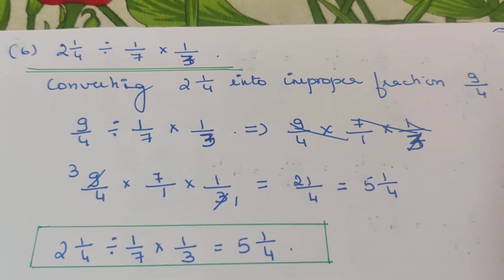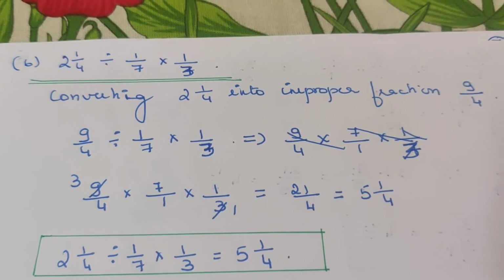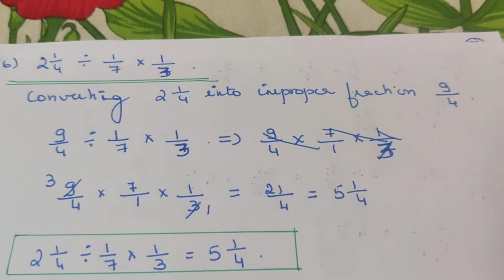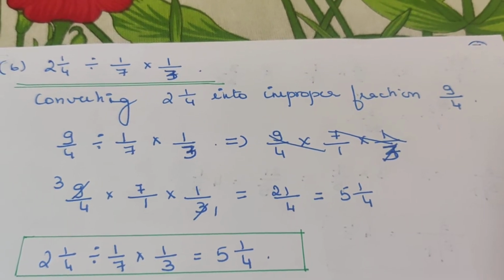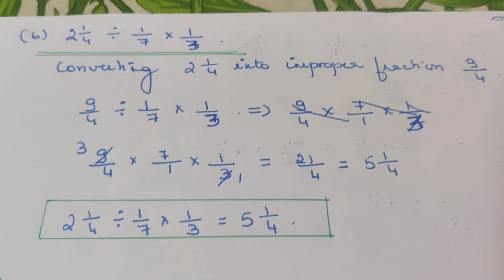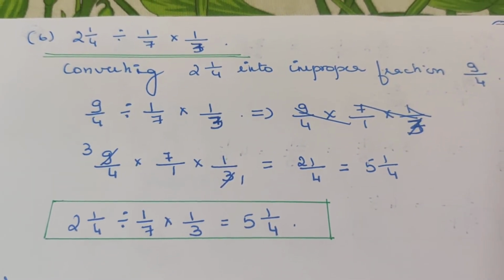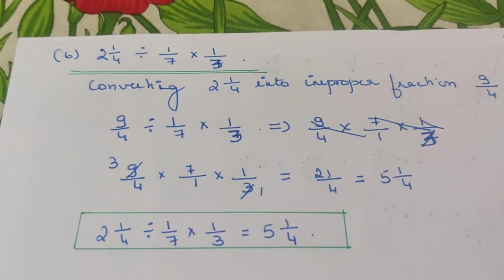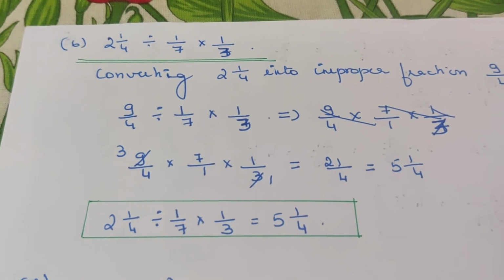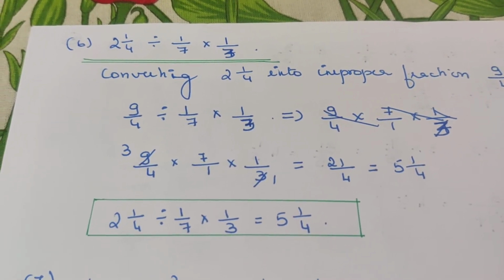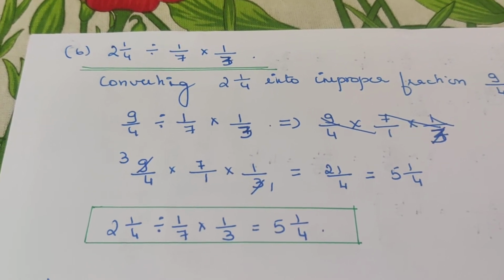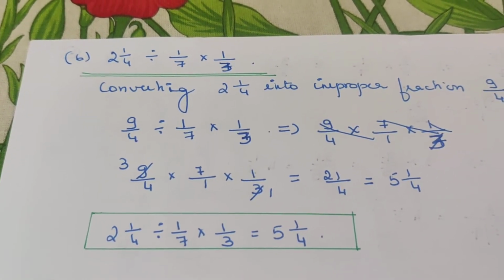2 1 by 4 divided by 1 by 7 into 1 by 3. Converting 2 1 by 4 into improper fraction, you get it as 9 by 4. Therefore 9 by 4 divided by 1 by 7 into 1 by 3. According to BODMAS, we have to first do the division. So it becomes 9 by 4 into 7 by 1 into 1 by 3. On simplification, you get 21 by 4.